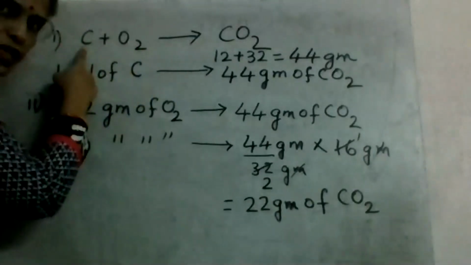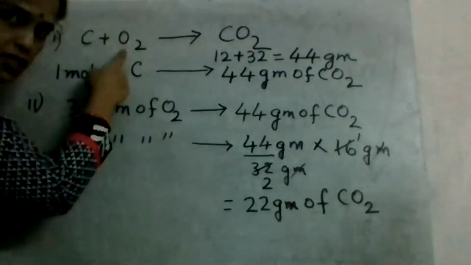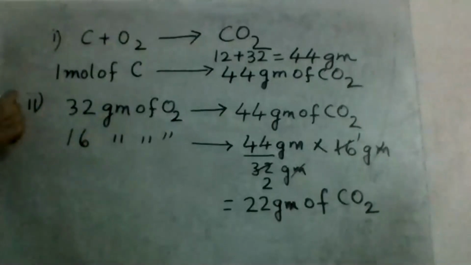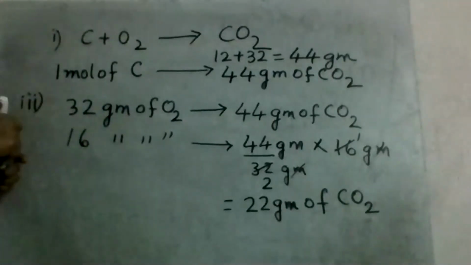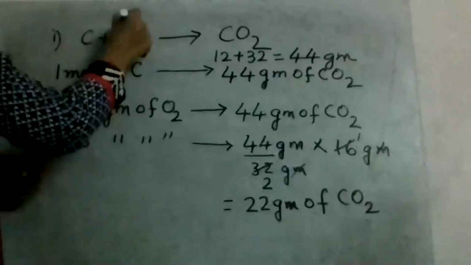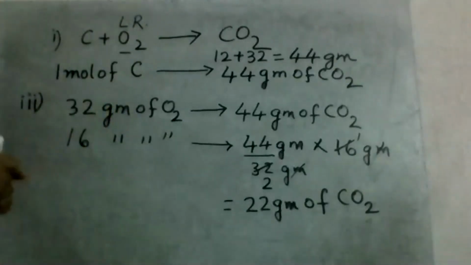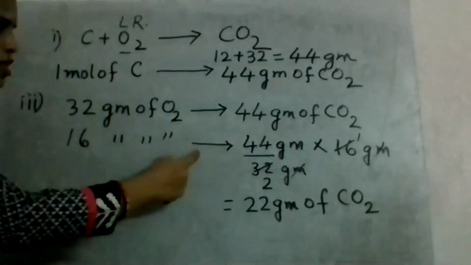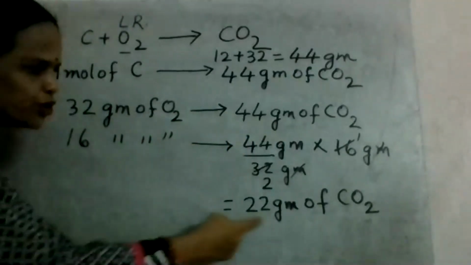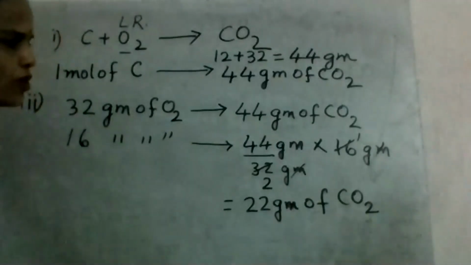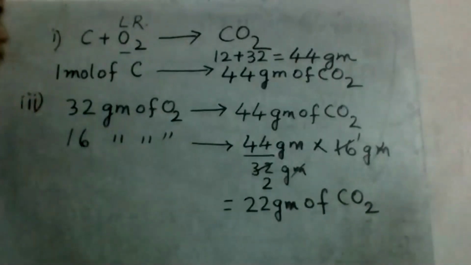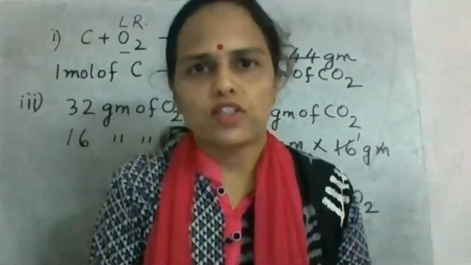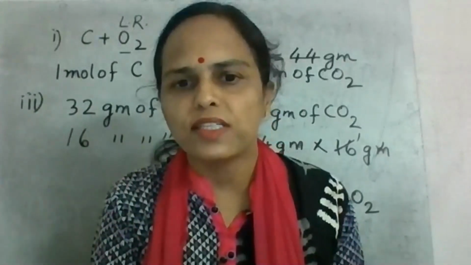So carbon there is present in excess. The limiting reagent again is oxygen there. So the third part of the question is also the same. That is, oxygen is your limiting reagent there. So 32 grams of oxygen results in the formation of 44 grams of carbon dioxide. 16 grams of oxygen will again produce 22 grams of carbon dioxide respectively. So that is how you will solve the problems related to limiting reagents.